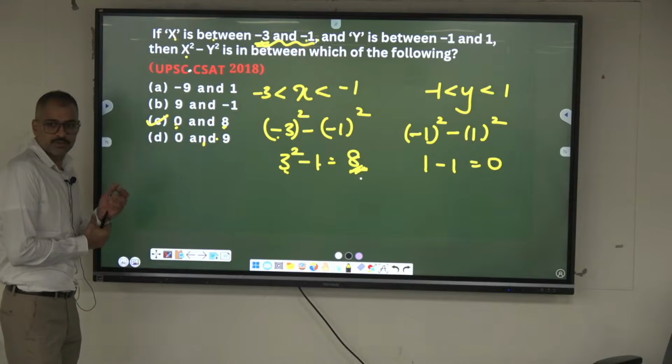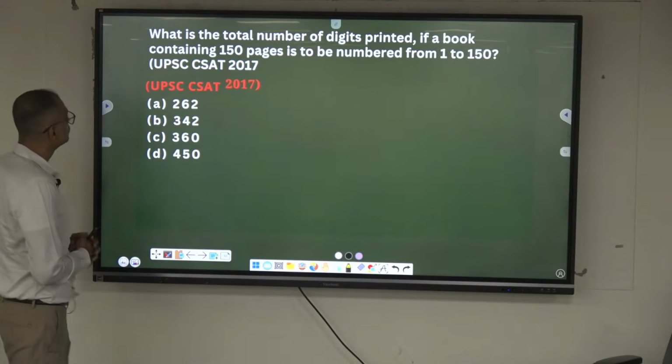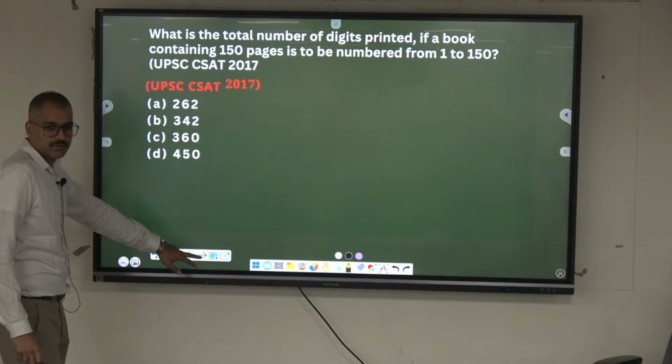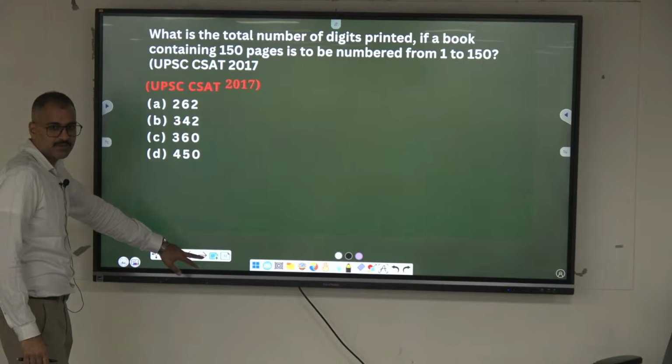Okay, shall we move? What is the total number of digits printed again? Oh, will you do this? Shall we skip this one? If a book containing 150 pages is to be numbered from 1 to 150. Okay, doable one. Will you do it? Shall I skip this one?